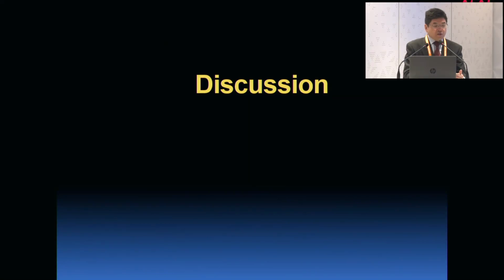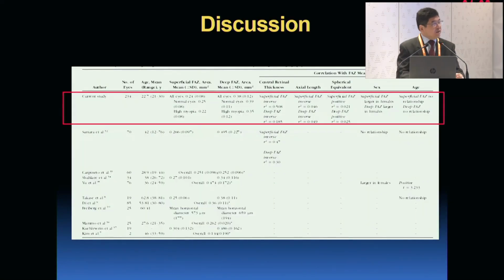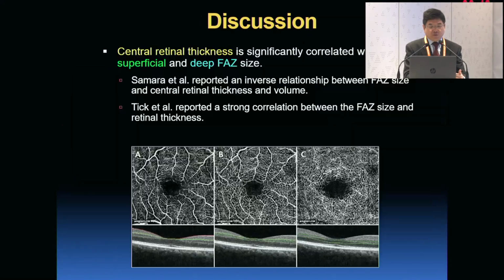So going on to our discussion, these are just a summary of the various factors that we looked at. Other studies have tried to examine various factors. Some have described significant correlation, whereas others have found no significant relationships. We found that the central retinal thickness is significantly correlated with both superficial and deep FAZ, which has been found in at least 2 other papers by Samara and Tick, showing correlations between this and FAZ size.